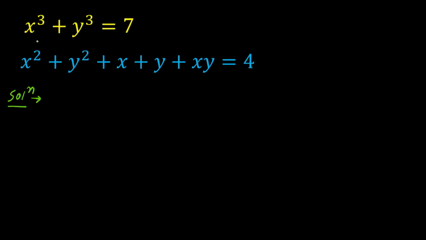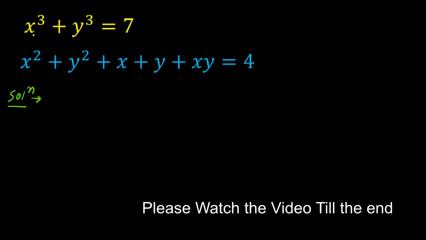Hello students, in this video we are going to solve x^3 + y^3 = 7 and x^2 + y^2 + x + xy = 4. Here we will find the values of x and y, both belonging to the real numbers. Let us consider this as equation number first and this as equation number second.